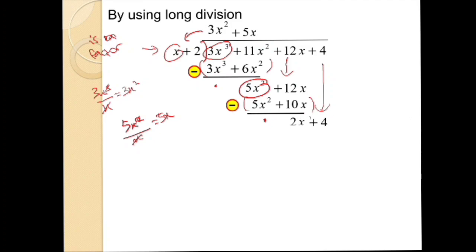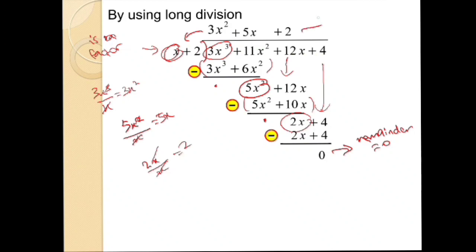Next, 2x. We want to eliminate 2x. So 2x divided by the divisor, which is x, gives just 2. So write 2 as your quotient term there. 2 times x is 2x. 2 times 2 is 4. And now you have nothing left as your remainder. If your remainder is 0, remember what this means: your quotient terms will be your factors.